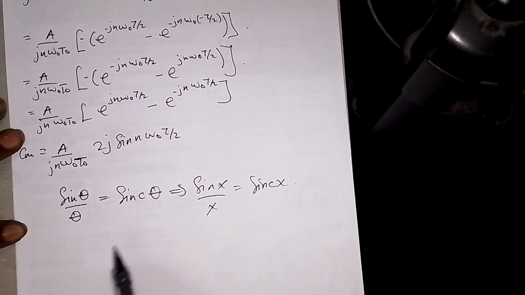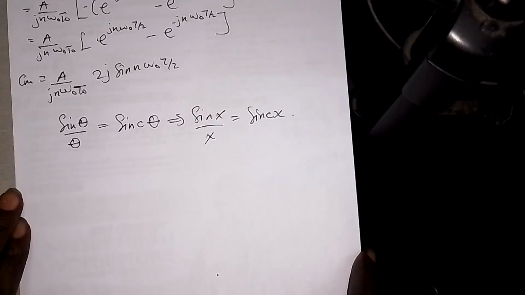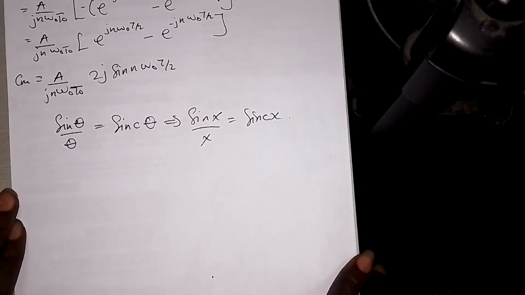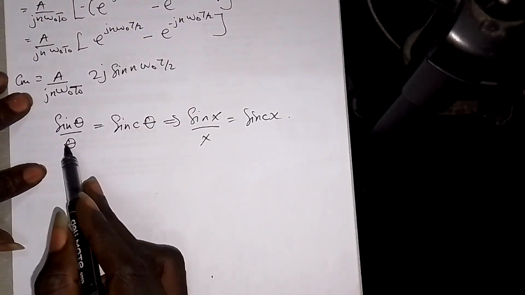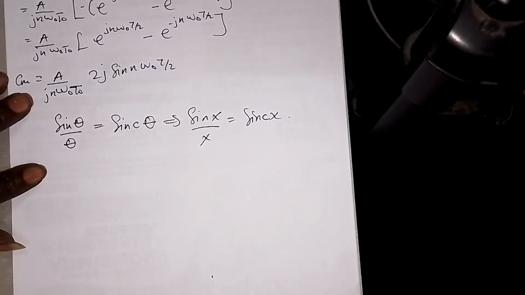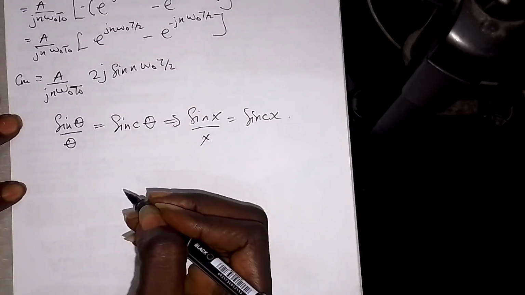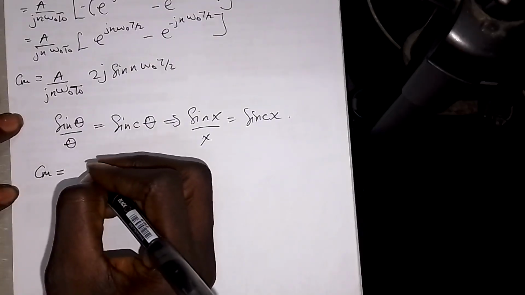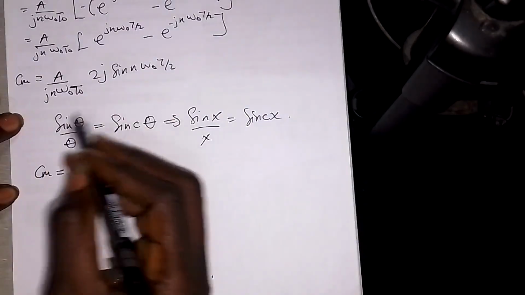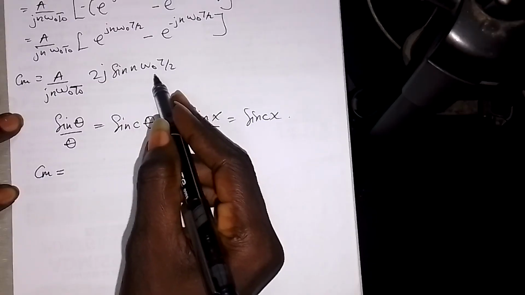So now we have to write this particular formula in terms of sinc. How can we write this in terms of sinc? To write this in terms of sinc means that we must write it like this, or like this, which are the same. So now we have Cm. If I'm writing it in terms of sinc, let me write this aspect first.